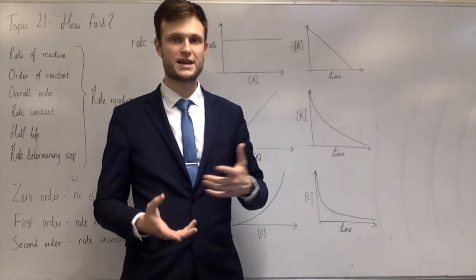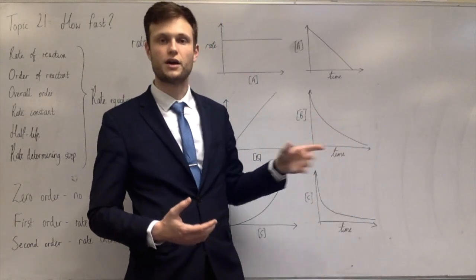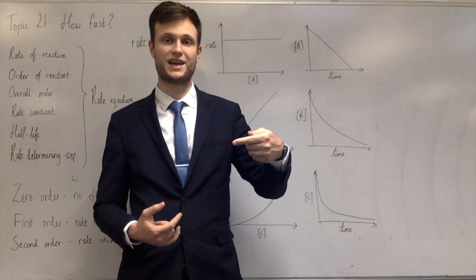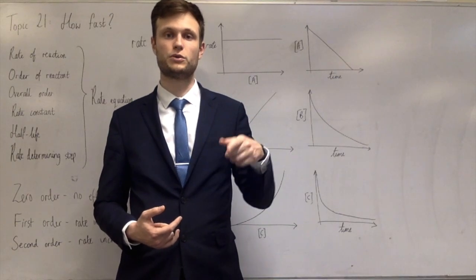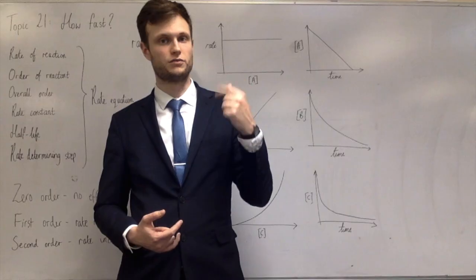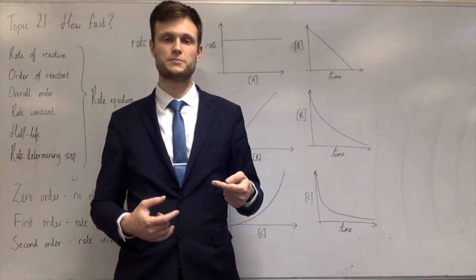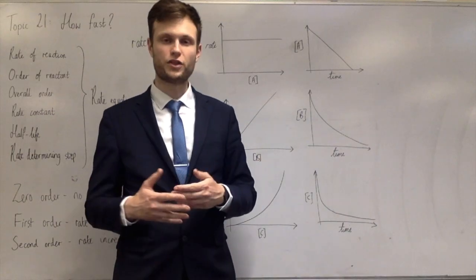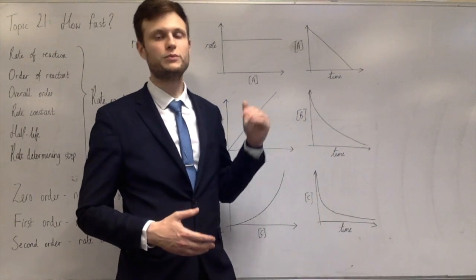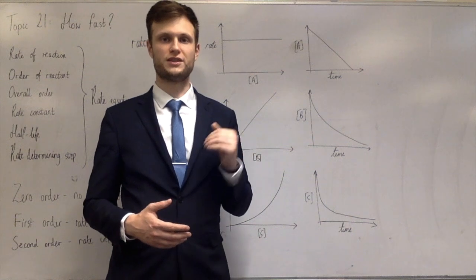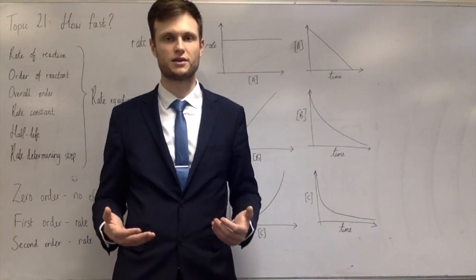order. For B's data, it's first order, and so if they double the concentration there, then the rate would double. Equally, if they halve the concentration, the rate would halve. And then for C, if they double the concentration of C, then the rate would quadruple. With those, you have to make sure that only one of the reactants' concentration is changing. Otherwise, you can't compare them.